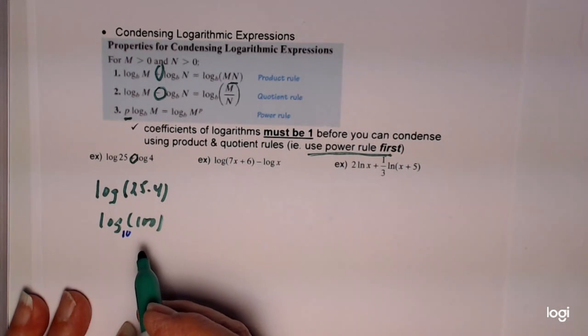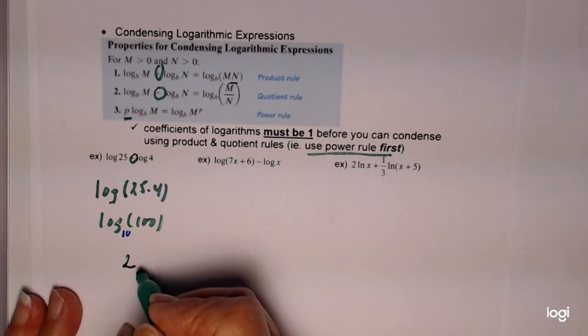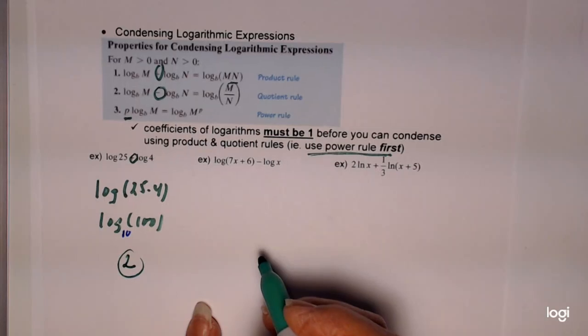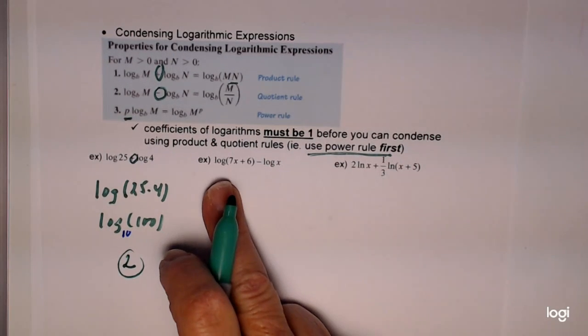Yep, 10 squared is 100, so the answer here would be 2. 10 squared gives us the 100.